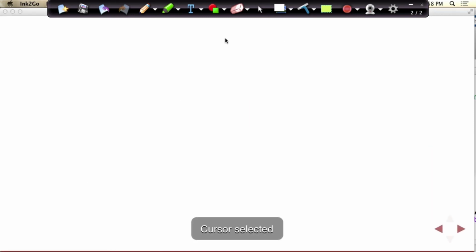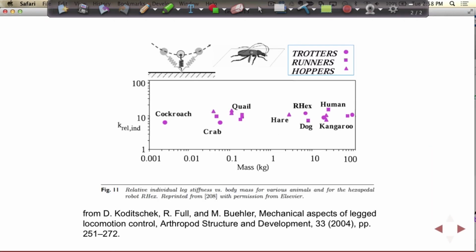I grabbed a figure from their paper here. Look at this. This is the relative individual leg stiffness. If I model these guys as a constant stiffness spring, and they normalize for mass, right? Then the relative stiffness sort of looks like a surprisingly good model, and happens to be a relatively constant number across a surprisingly large range of animal models. Okay, so it turns out to be predictive in that sense.